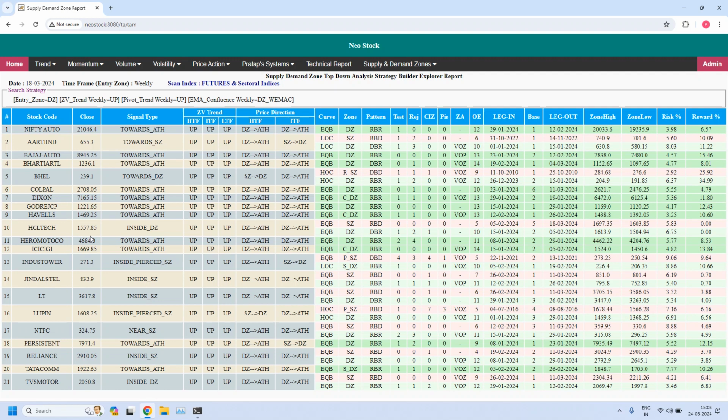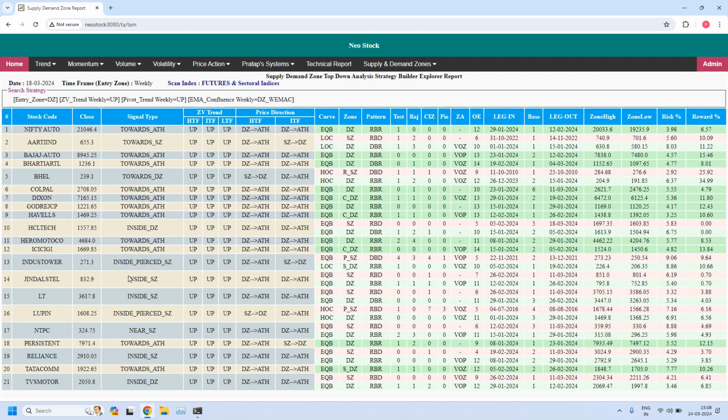Are they near the zone? You look into this column, signal type. You will understand if any are near the zone or inside the demand zone. See, this stock is inside the demand zone. That means price has already entered the zone, having EMA confluence, and the trend is uptrend. Such kinds of stocks might have a higher winning rate.